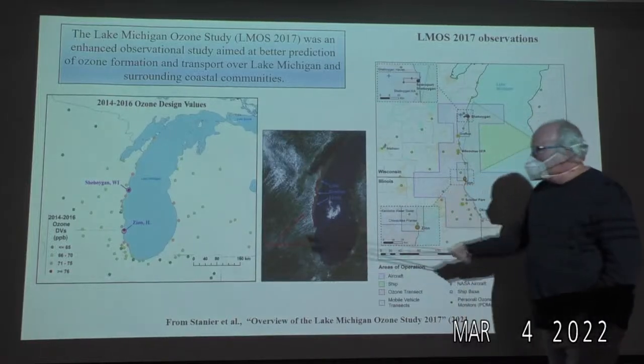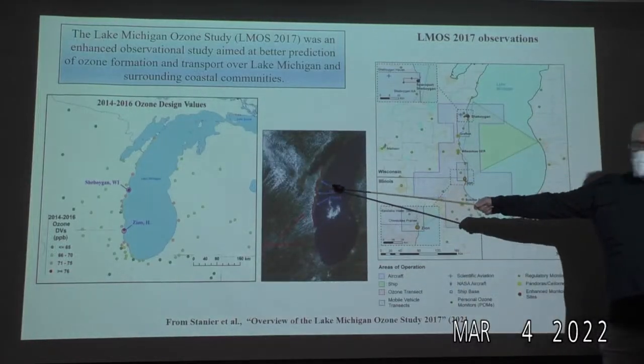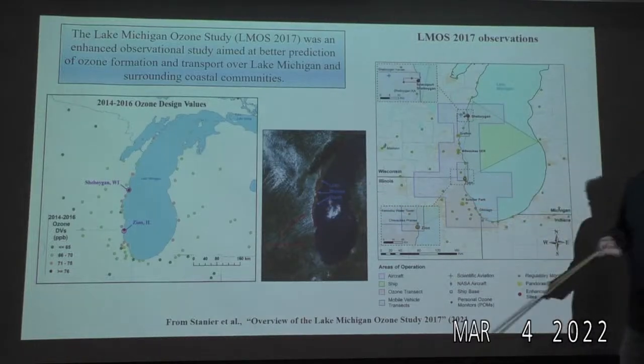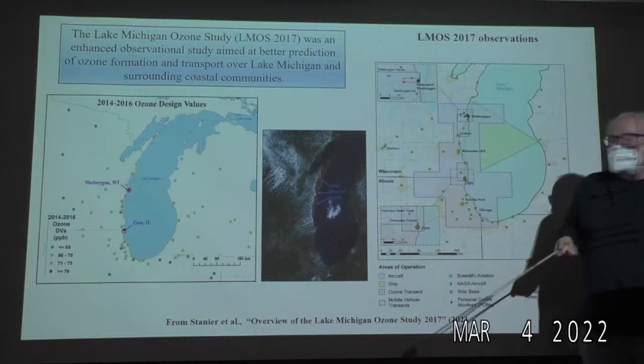This is a well-known phenomenon that's associated with the lake breeze front. This is a mesoscale circulation that's driven by temperature differential between the land and the water in the springtime.